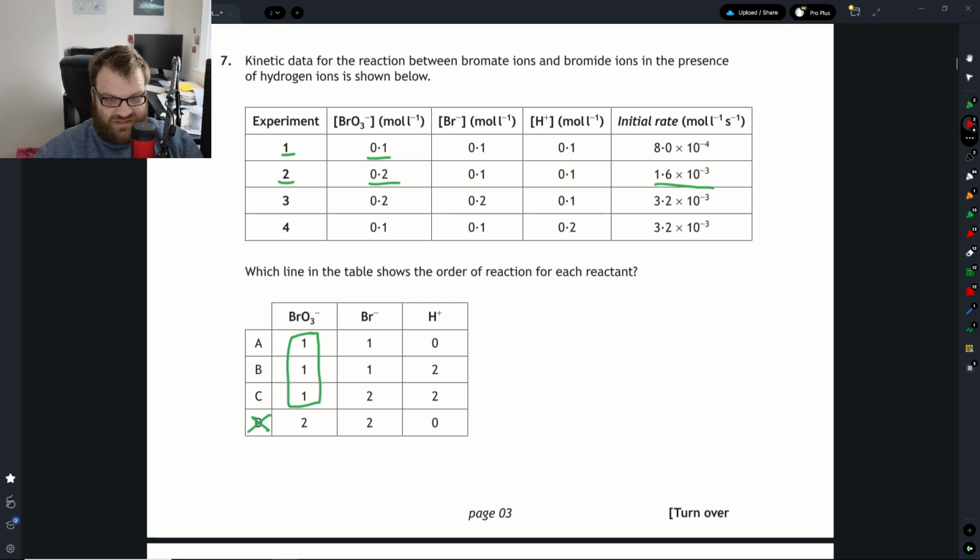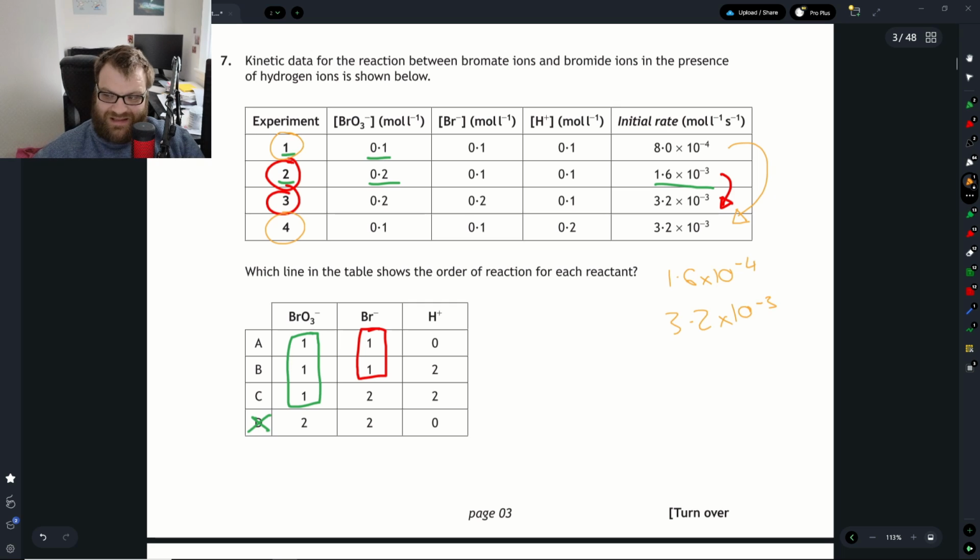Next one, we're going to be trying to compare for the bromine. If we go for 2 and 3, that's the only difference there. We double the rate, and again, we're doubling the concentration, meaning again, it's going to be first order with respect to that chemical. Moving on, we're dealing with the hydrogens now. I'm looking for 1 and 4. The only difference is the concentration of hydrogen ions. When we compare these 2, what we should notice is that if we doubled, we would get 1.6 times 10 to the minus 4. But we've actually got 3.2 times 10 to the minus 3. This means that we have quadrupled our rate. And if you quadruple the rate, this means that it is second order with respect to the hydrogen. That puts us at an answer of B.